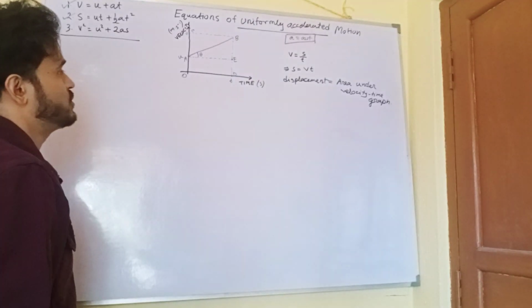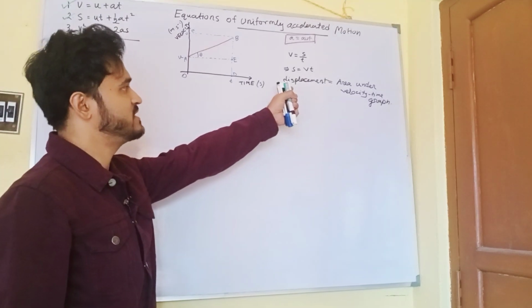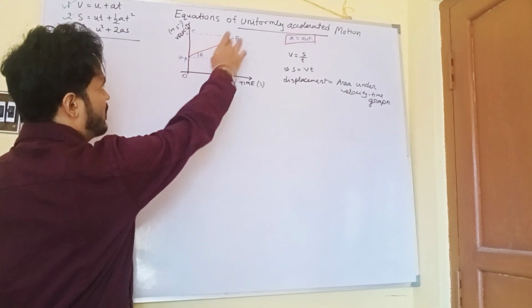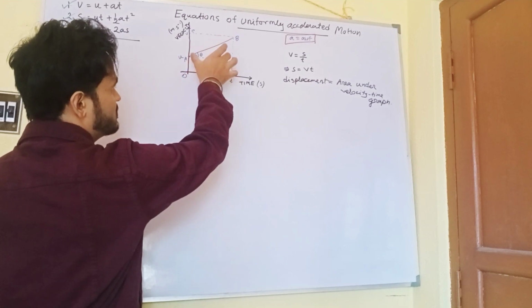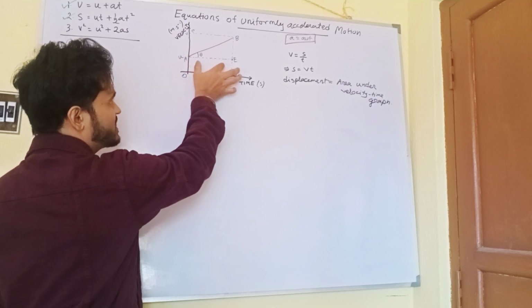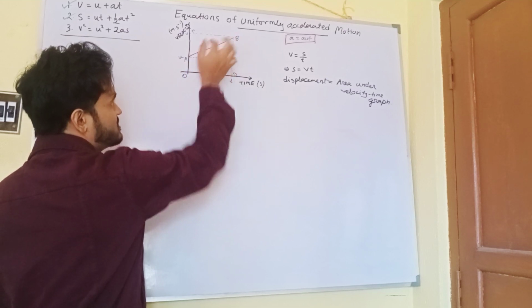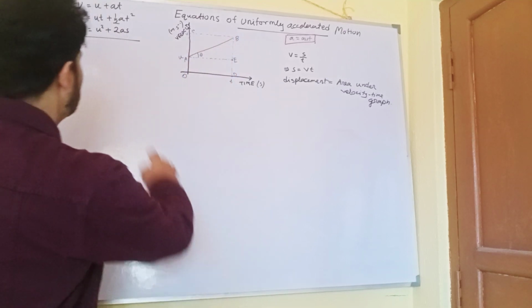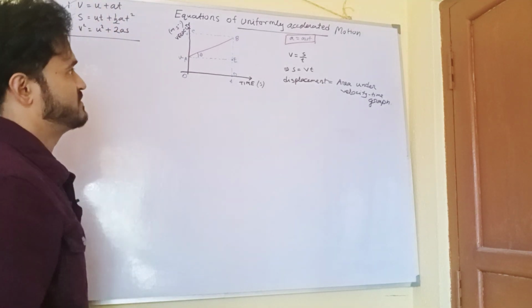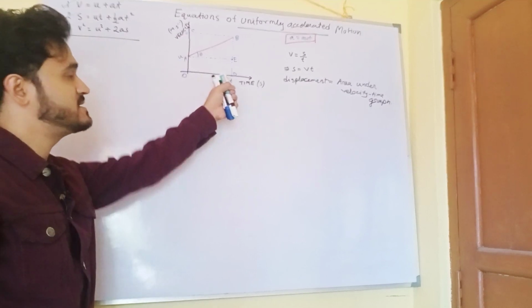So last time we calculated the displacement using the graphical method, that is, the area under the curve is the displacement. We separately calculated the area of this rectangle and the area of this triangle, which is equal to ut plus half at square. That is our displacement traveled in t seconds.